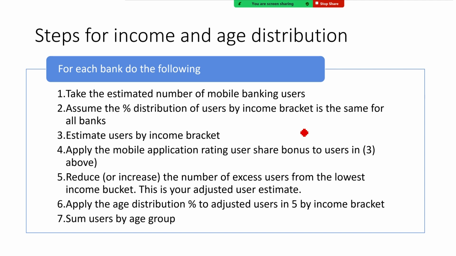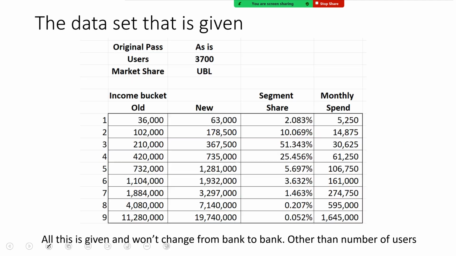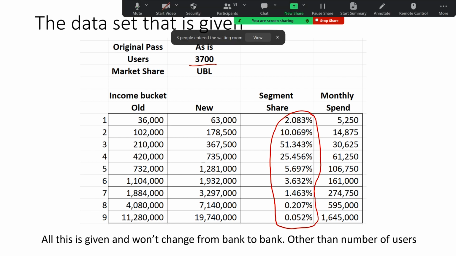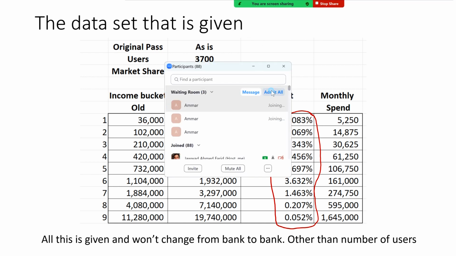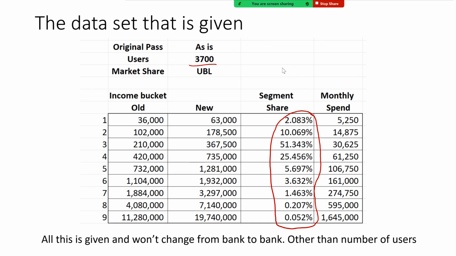But what that sequence basically means is that as far as we are concerned, we have a given data set. So for example, if I take the instance of UBL, in UBL's case, the number of mobile banking users is given. And then what I'm going to do is I'm going to apply this part. This is the segment share for a given income bracket. And then within this segment share, I've got 2 separate sets of income. These are updates that have happened over the last 24 hours. I'm going to use only the new, only this piece. So we will not use the old income bracket for the time being.